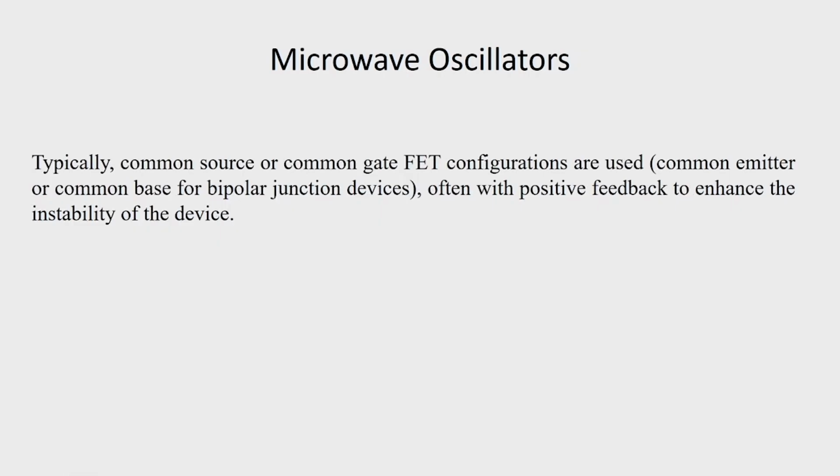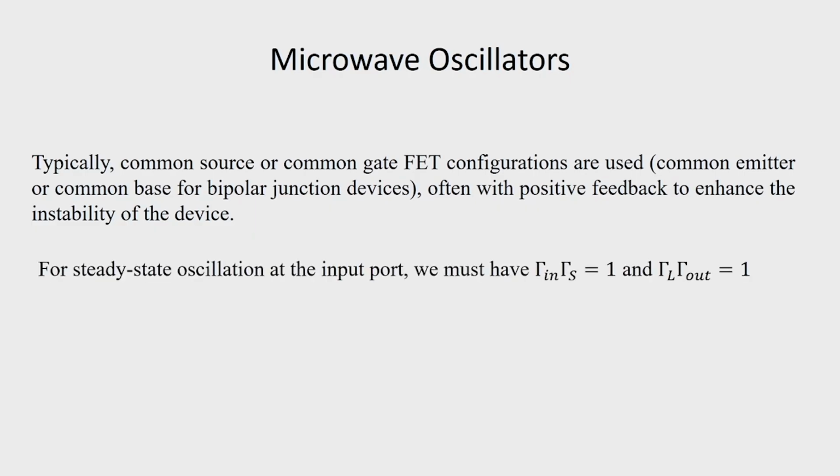Typically, common source or common gate FET configurations are used. In case of BJT, it will be common emitter or common base, and often with positive feedback to enhance the instability of the device. For steady state oscillation at the input port, we must have gamma in times gamma s equal to 1, and similarly gamma L times gamma out equal to 1.